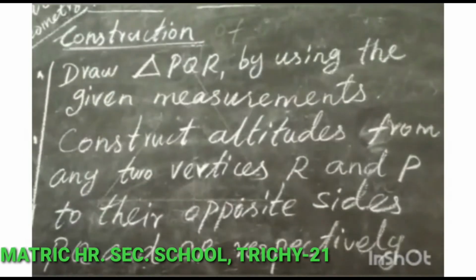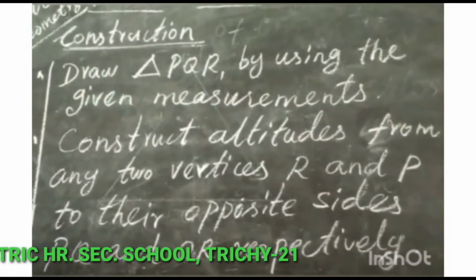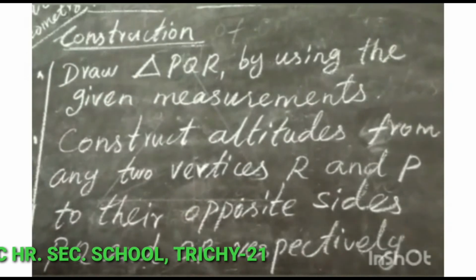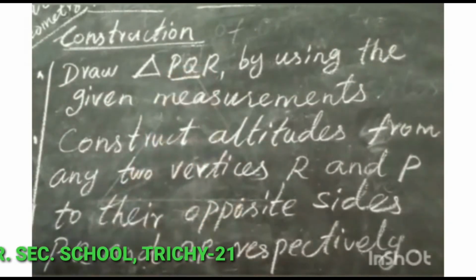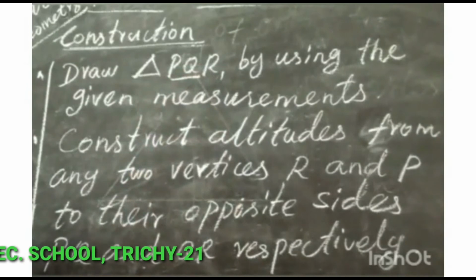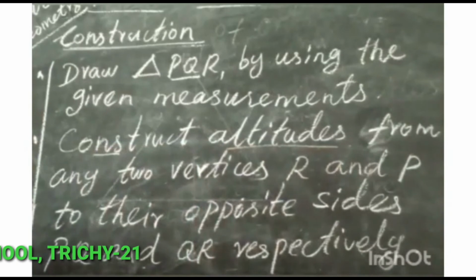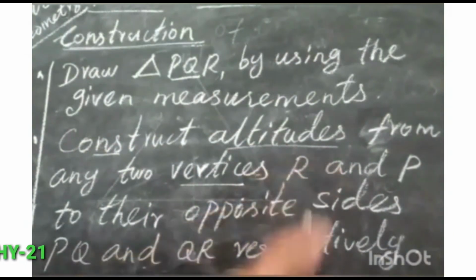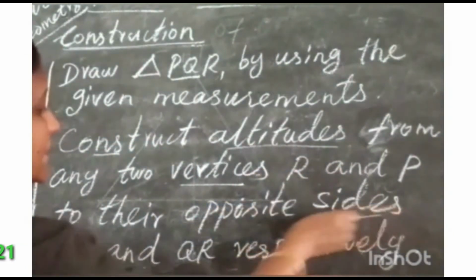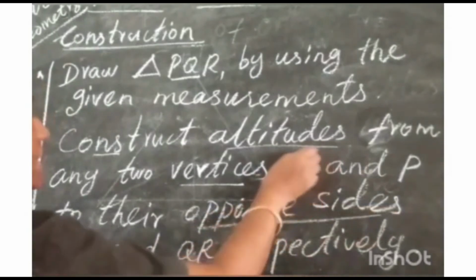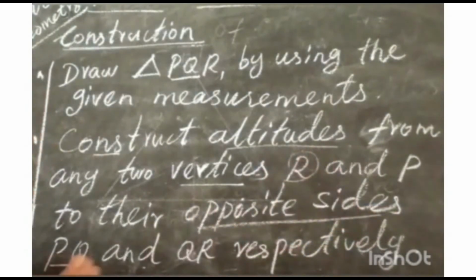Now let us see the construction of the given picture. The first point: draw the triangle PQR by using the given measurements. The second one: construct altitudes. You have to draw the altitudes, the heights, from any two vertices. You can select any two vertices, that is R and P, to their opposite sides, PQ and QR respectively. You have to draw the altitudes for any two sides only.